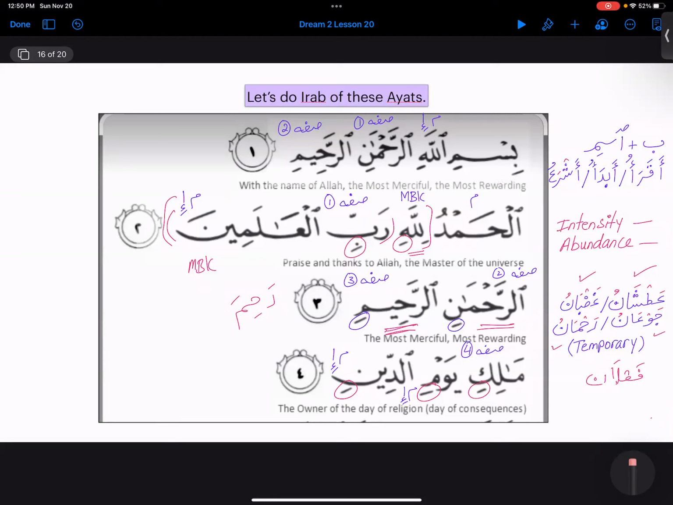So this is Bismillahirrahmanirrahim. The whole thing, we say 100 times in a day. Is that a sentence or a fragment? Fragment. These are a bunch of fragments. This is not even a sentence. Allah, the most merciful, the most rewarding. So basically, they all are fragments. So did we ever think about it? Why a fragment? Why not a sentence?